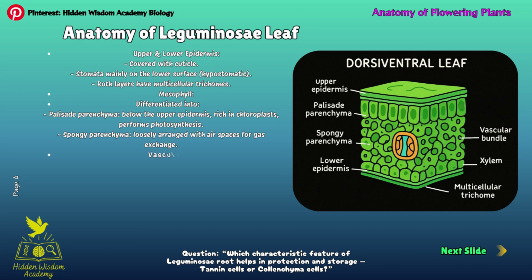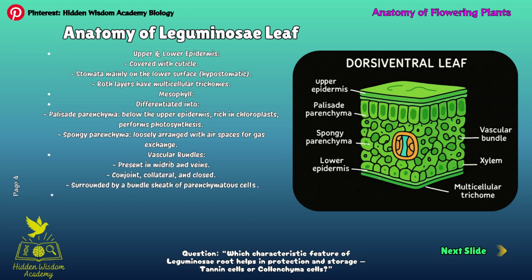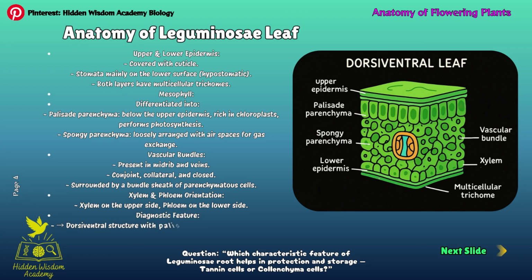Inside, the mesophyll has two layers, palisade parenchyma on top, full of chloroplasts for photosynthesis, and spongy parenchyma below, with air spaces for gas exchange. The vascular bundles are conjoint, collateral, and closed, with a parenchymatous bundle sheath. Inside each bundle, xylem is above, and phloem is below, typical of dicot leaves. So, the dorsiventral structure and hypostomatic nature make this a perfect example of a dicot leaf anatomy.